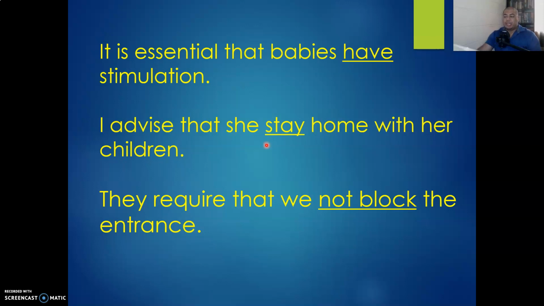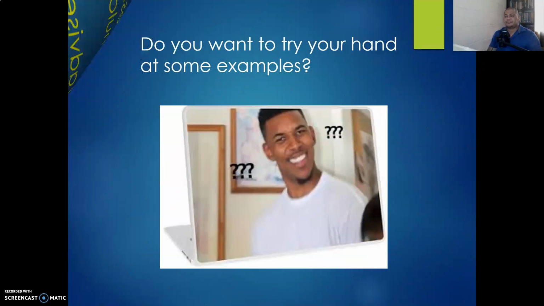They require that we not block the entrance. I don't say they require that we don't block the entrance. Because if I say that we don't block the entrance, now I am using the indicative mood. And I'm not supposed to use the indicative mood with these structures. I'm supposed to use the subjunctive mood. Now, all that is left for us is to discuss some examples to see if we can understand how to use noun clauses. So that's precisely what we are going to be doing in the next video, guys.